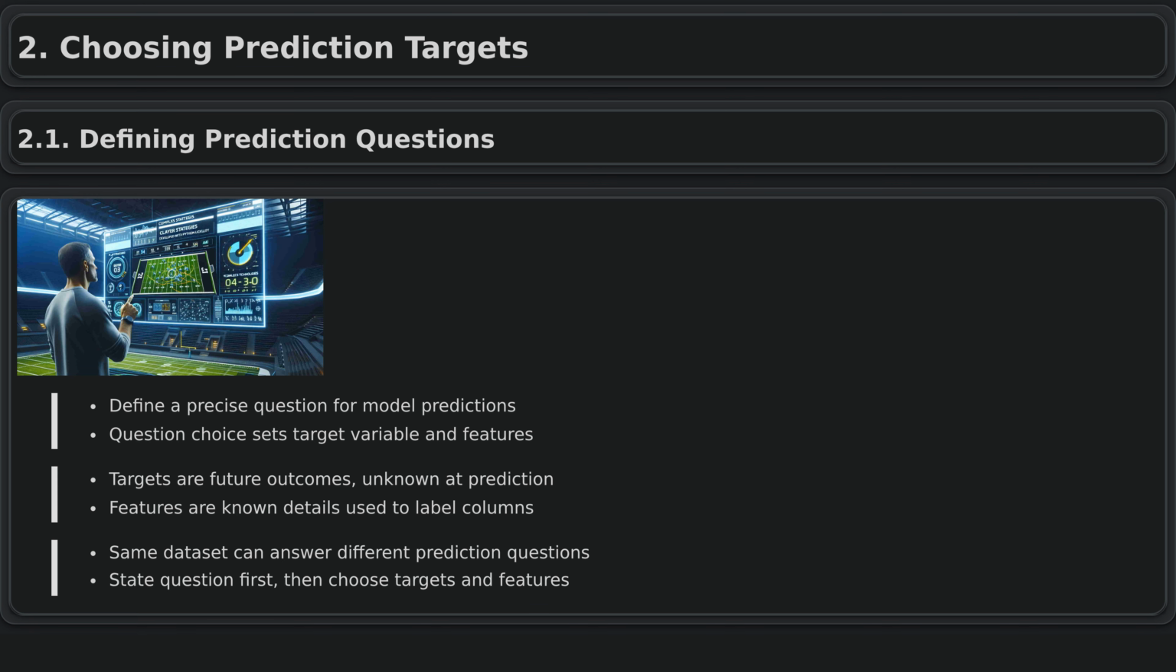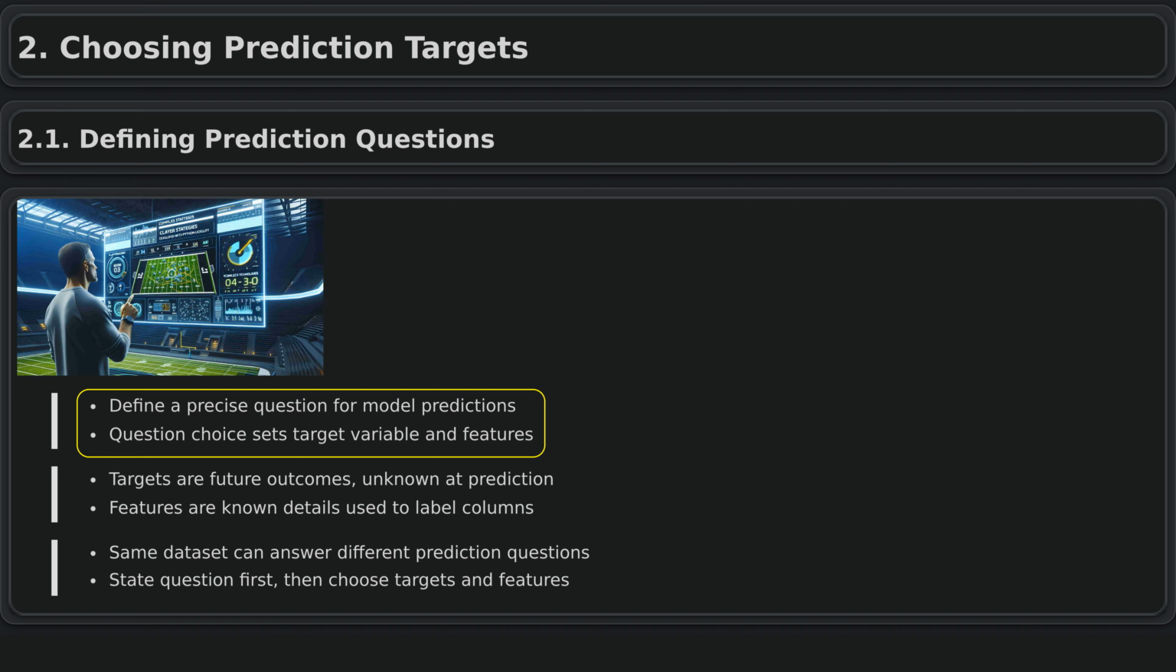Choosing prediction targets. Defining prediction questions. When building a predictive model, the first step is to clearly define the prediction question, which means deciding what entity you are predicting for, what outcome you care about, and when the prediction is made. For example, in healthcare, you might predict whether a patient will be readmitted within 30 days of discharge, where the entity is the patient admission, the outcome is readmission, and the prediction happens at admission time.